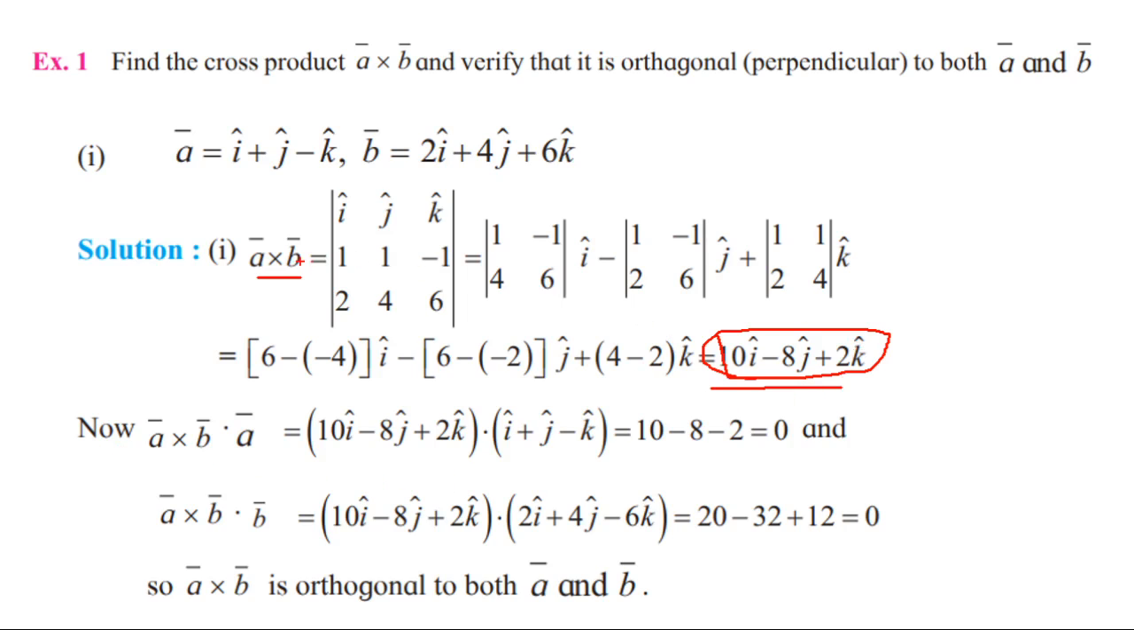Now I want to show that this vector a bar cross b bar is perpendicular to a bar. This vector is perpendicular to b bar. So what I will do? I will take the dot product of these two vectors.